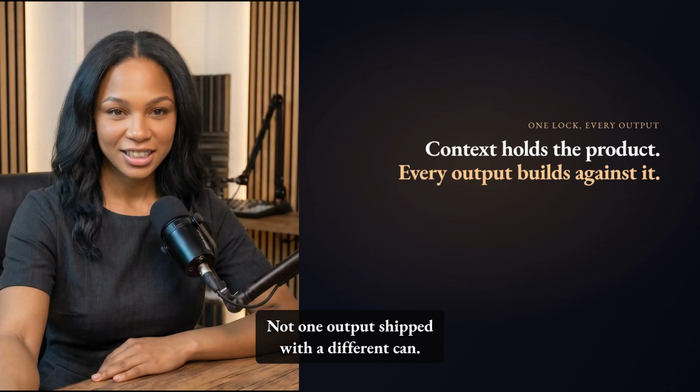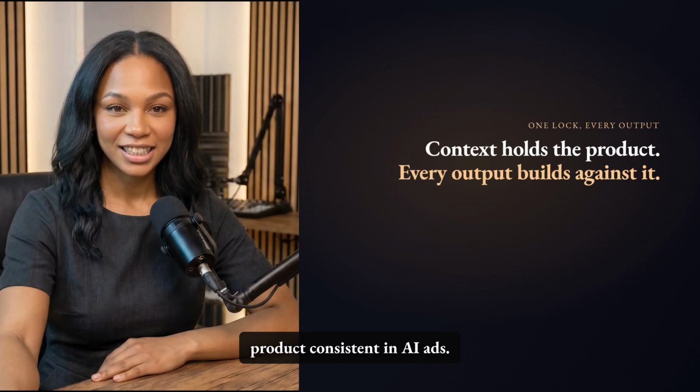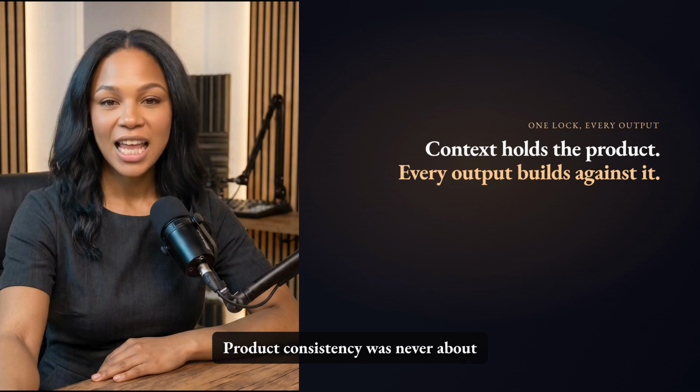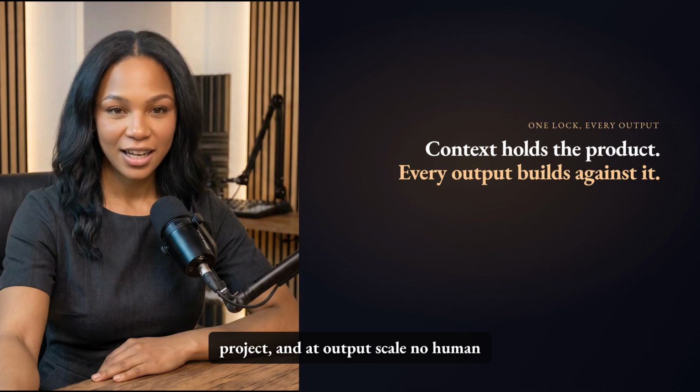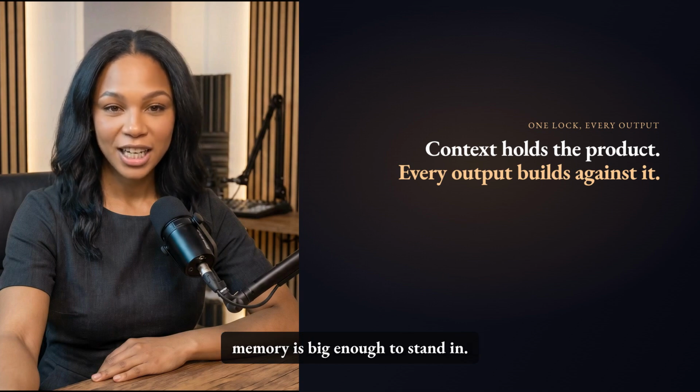So here is the system for how to keep a product consistent in AI ads. Product consistency was never about better prompts. Generation keeps no memory of your project. And at output scale, no human memory is big enough to stand in. Invideo agent deletes that root cause.